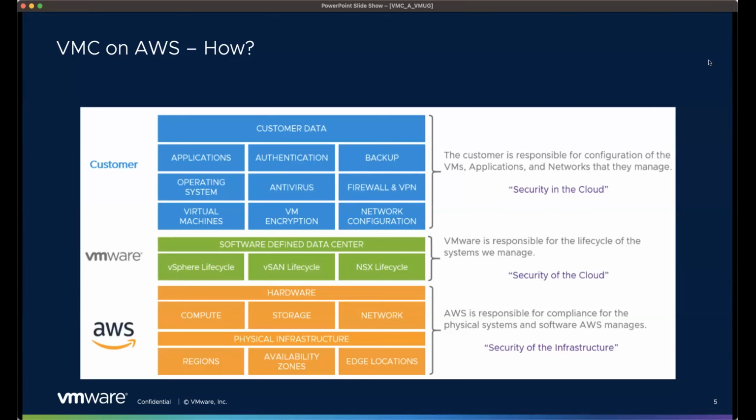Now the user or the end customer comes in at the top, where it's about creating and managing those virtual machines and the associated guest operating systems. So instead of managing and maintaining infrastructure, you are now consuming the infrastructure by deploying, managing, and lifecycling virtual machines and their applications. So the customer is taking care of authentication, backup, firewalling, all of these kind of things. But the underlying infrastructure is completely taken care of.